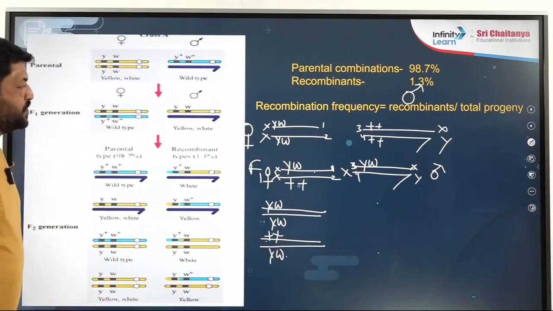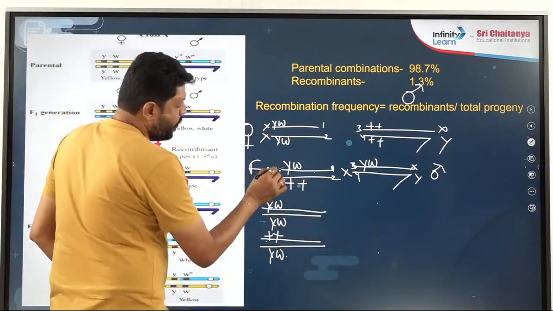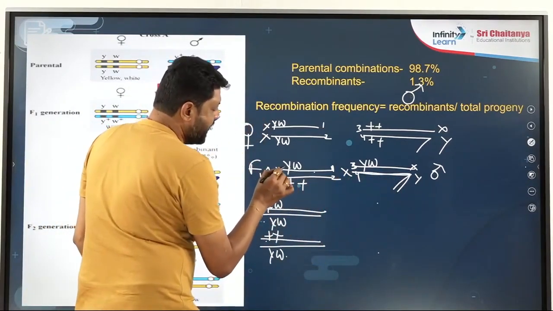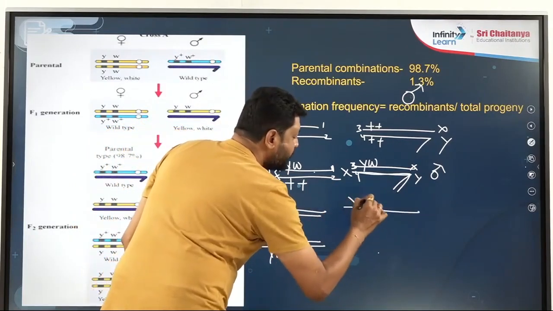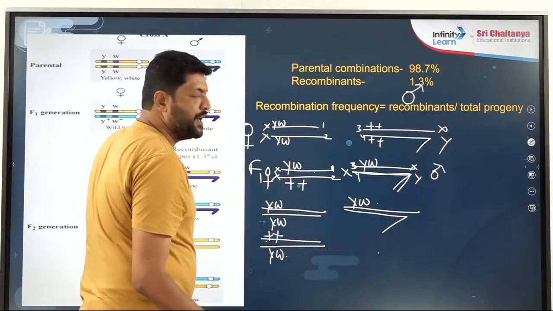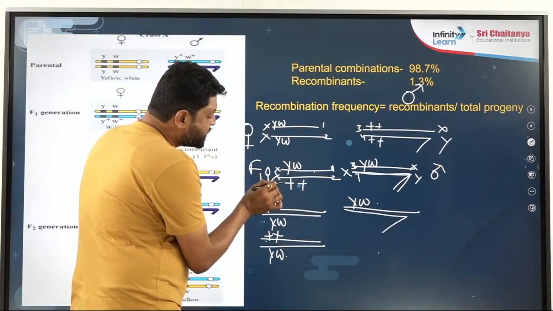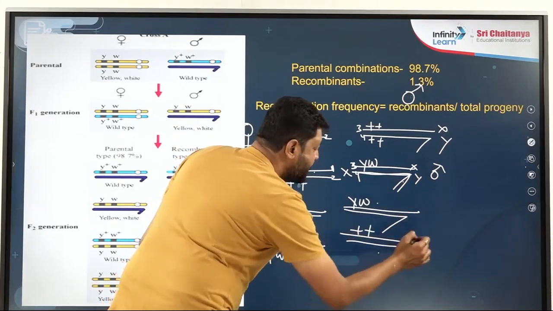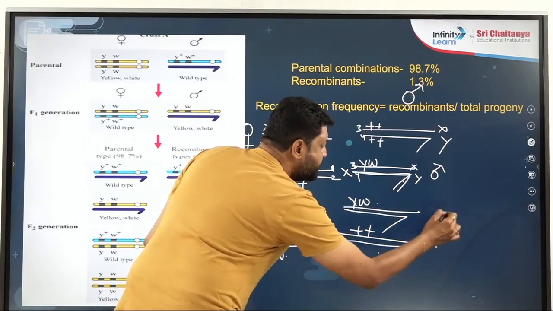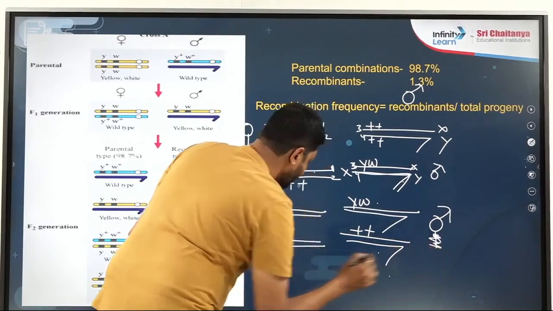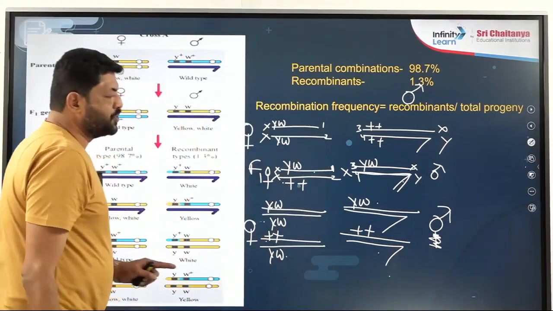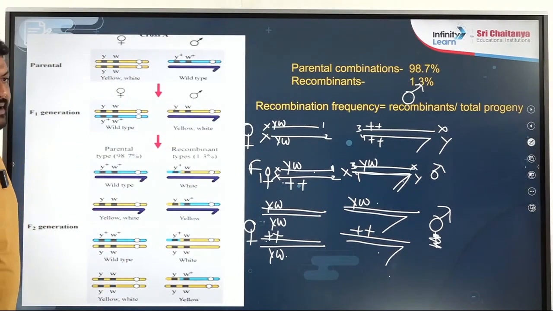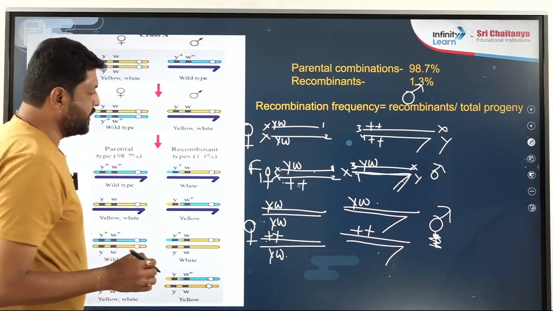Was it clear? Now you have to make males: one X from here and one Y from here. The first chromosome I have taken yellow white and put a Y. This is a male. The second X chromosome you can take, that is plus plus, and put the Y. This has become the males, and these are the females. This is the F2 generation without crossing over.